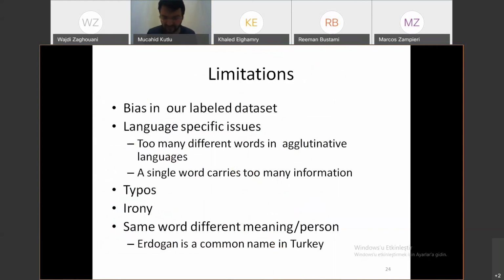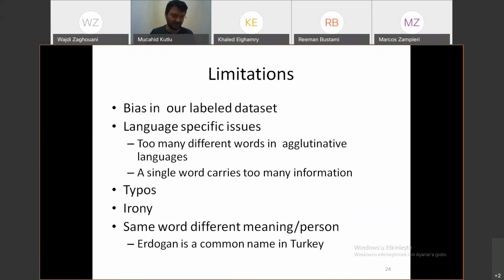Social media is not representative of the whole population, and we cannot label all people. Our labeling process has some bias, of course. There are language-specific issues, like there are too many different words in agglutinative languages such as Turkish. This decreases the quality of the word embedding models, and a single word carries too much information. So this makes qualitative analysis hard. The typos are really a big problem.